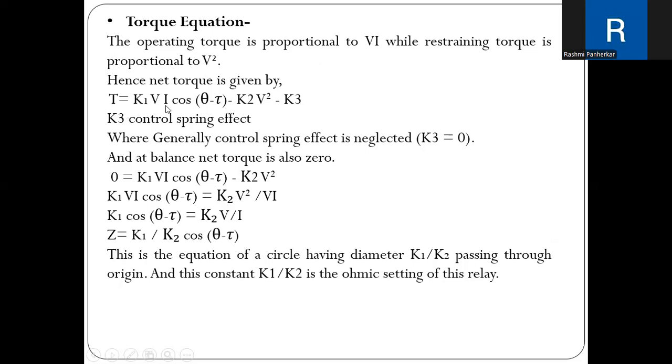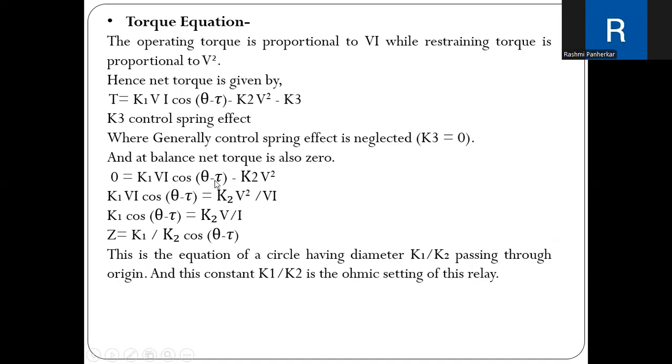So this is the operating torque, K1 VI cos(theta minus tau). Then K2 V square is the restraining torque, and K3 is the spring torque. So this control spring effect we have to neglect. When we neglect it, we get the balance torque equation. Net torque is 0, so we consider T equals 0 and we get K1 VI cos(theta minus tau) equals K2 V square.